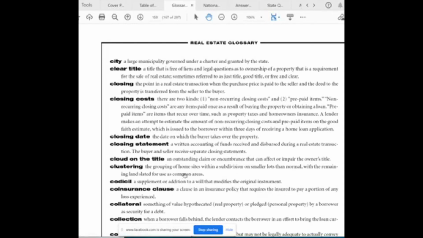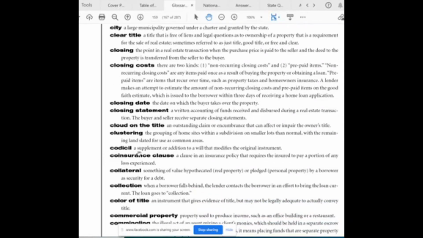Clustering. The grouping of home sites within a subdivision on smaller lots than normal, with the remaining land slated for use as a common area. A lot of subdivisions are being developed now, and they'll have a community area. It doesn't have to be gated. A lot of higher end subdivisions are gated, and then they have homeowners association fees, but that's not always the case. It depends on the developer.